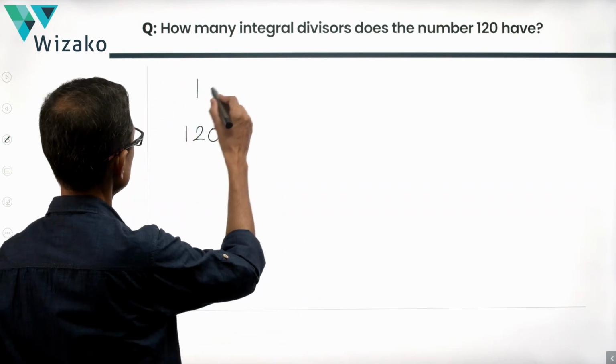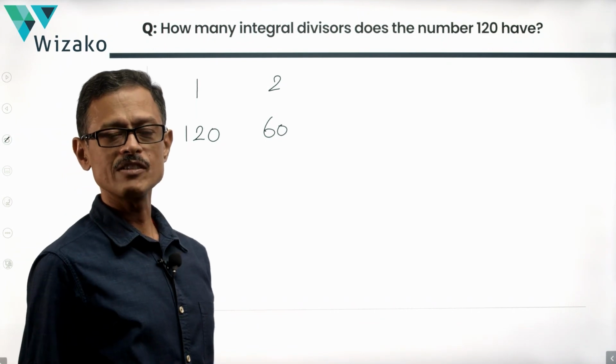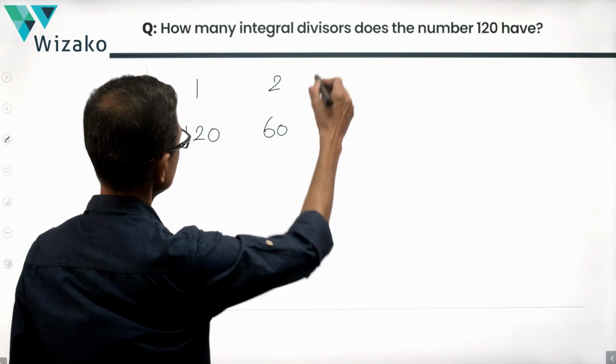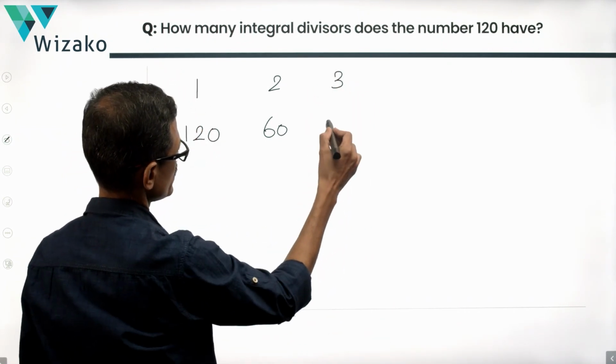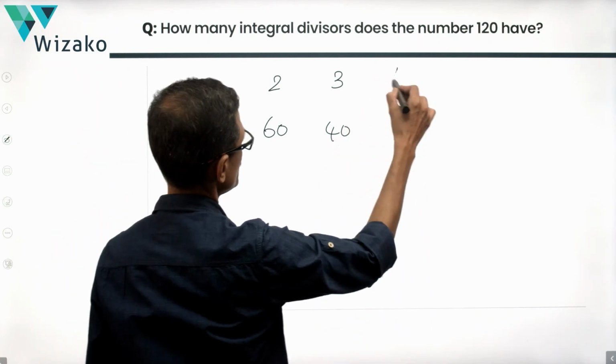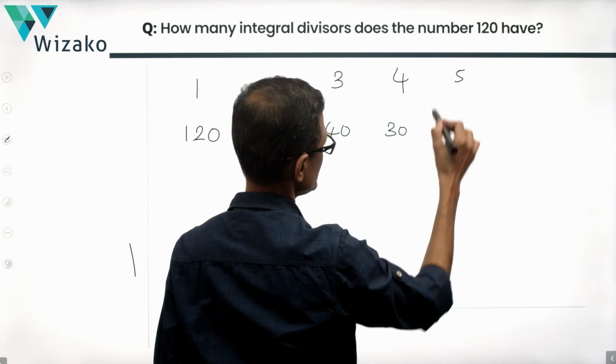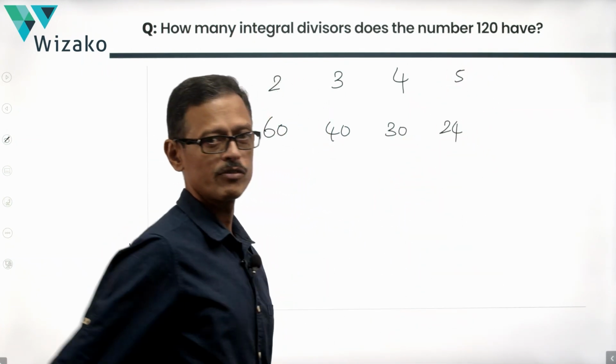The next number in the sequence is a 2. If 2 is a factor, 2 into 60, therefore 60 will also be a factor of 120. Is 3 a factor of 120? Yes, therefore the corresponding number here is going to be a 40. Is 4 a factor of 120? Correspondingly we will have a 30. Is 5 a factor of 120? Certainly. So therefore correspondingly we will have a 24.